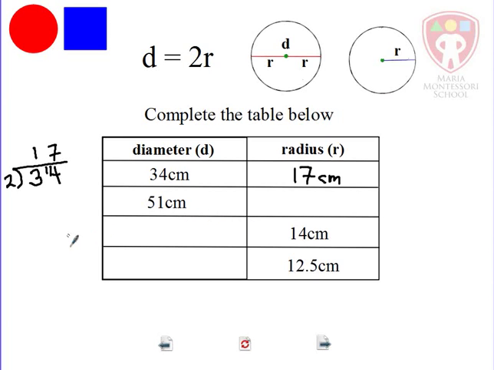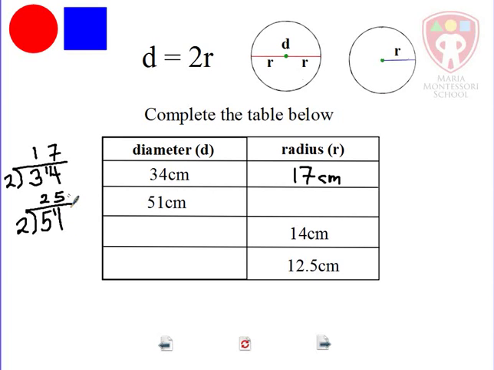The next one is 51. Again, we don't need to worry about it too much. We write out 51. We simply divide it by 2. Let's think about this. How many 2's are there in 5? 2, and the remainder is 1. And how many 2's are there in 11? Well, 5. There is a remainder.